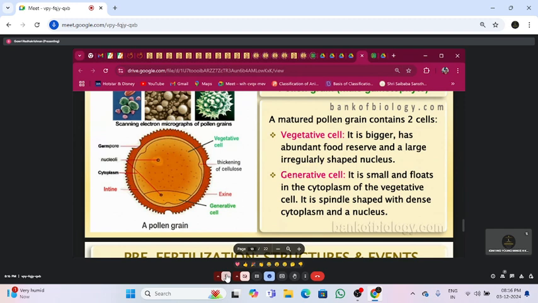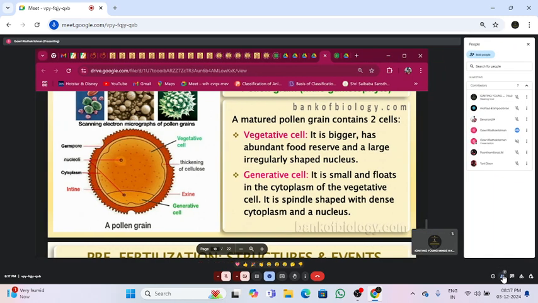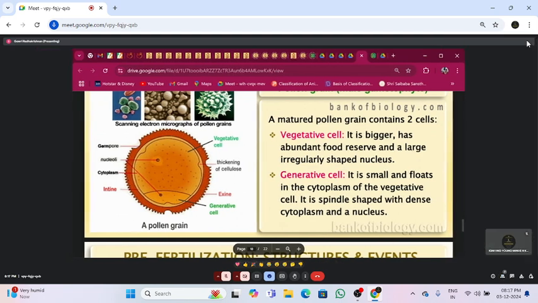A mature pollen grain, which is ready for fertilization, contains two cells, sometimes three. Anyway, we will come to why it's three. Now, this has two cells: one is the vegetative cell and the other one is the generative cell.